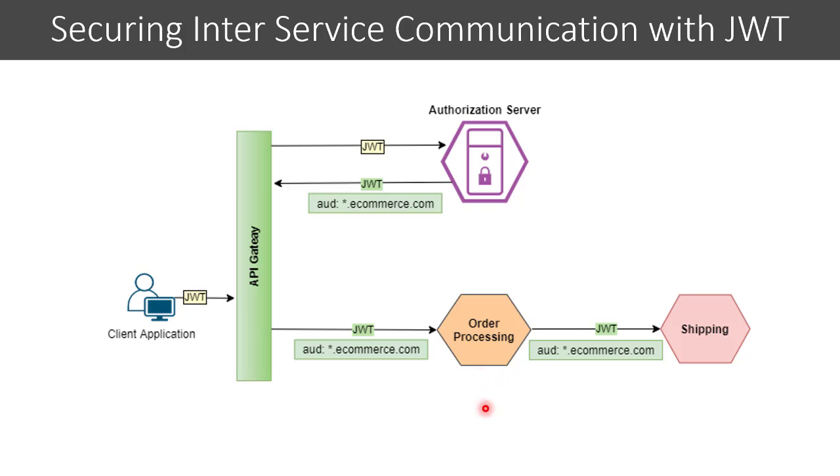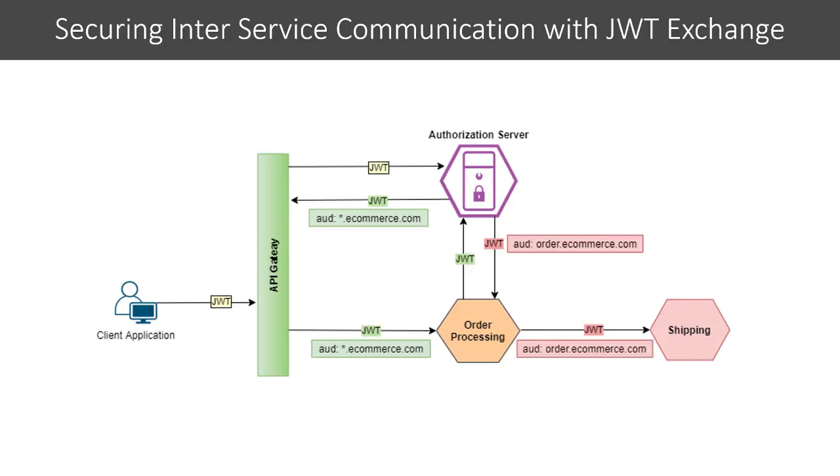When the order processing microservice talks to the inventory microservice, it passes the same JWT that it got from the API gateway. The inventory microservice validates the signature of the JWT to make sure that it's issued by the STS it trusts. Also, it checks whether the value of the audience attribute in the JWT is star.ecommerce.com. Here you can see the same audience is passed to all microservices with the wildcard. So you'll have your order processing service as orders.ecommerce.com, then shipping.ecommerce.com. When you pass the wildcard, it will be accepted by all the services.